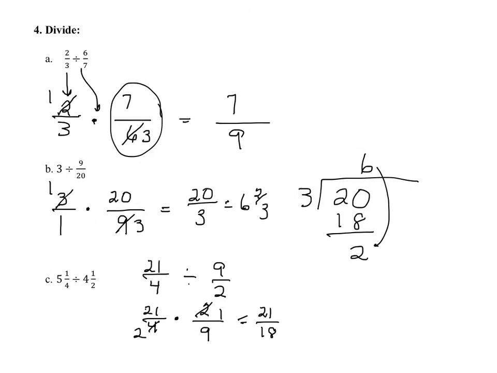3 goes into 21 7 times, and 3 goes into 18 6 times. And now we still have an improper fraction. So 6 goes into 7 once with 1 left over. 1 whole Hershey bar, 1 left over out of a Hershey bar divided into 6 slices.